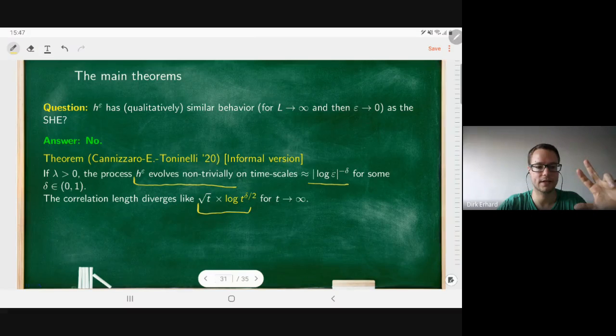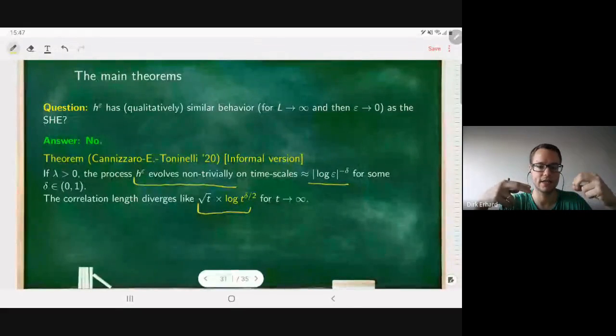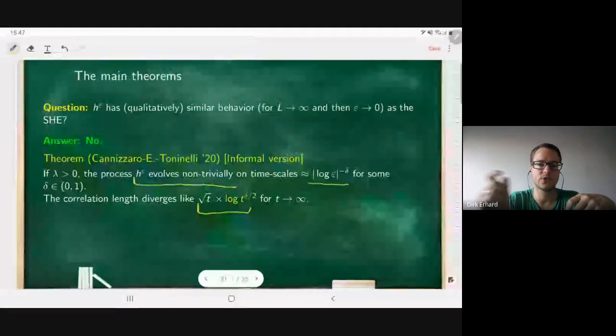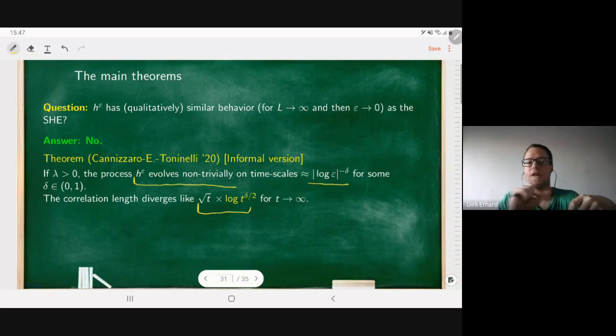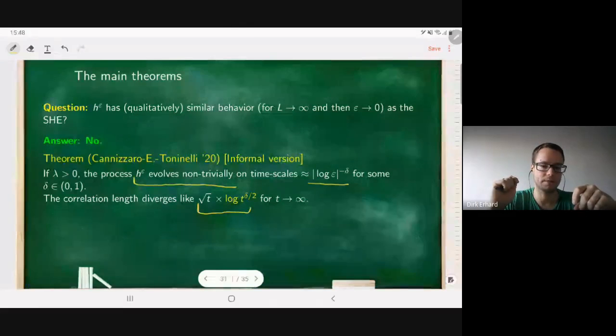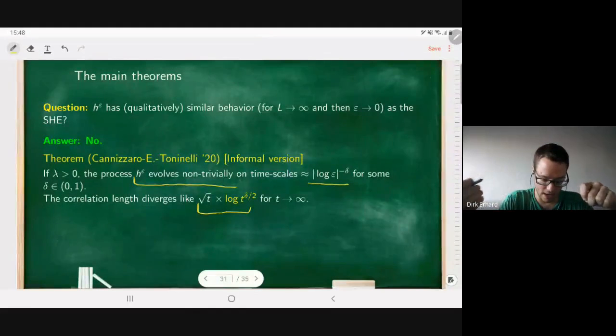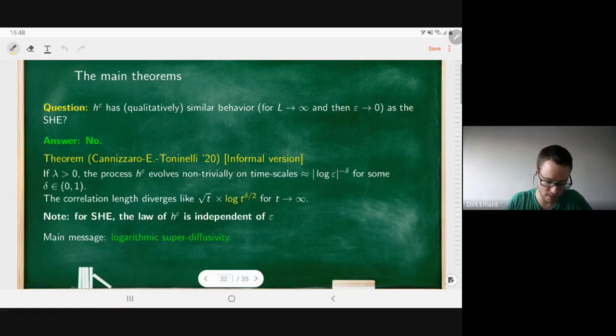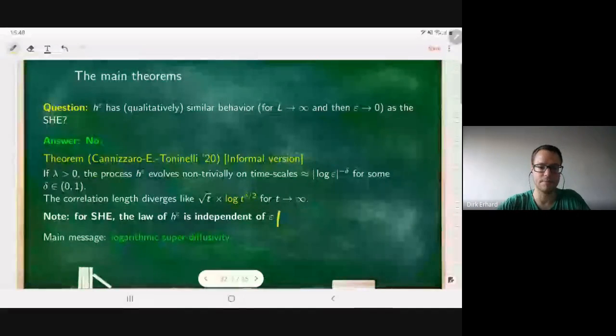So why does it lead to the answer no? Well, what happens to the linear equation? The linear equation is scale invariant, that's how we chose the scaling. So if epsilon is positive or 0, it doesn't really matter, it's always the same object. The way the linear equation evolves does not depend on epsilon, so the timescales do not depend on epsilon. And moreover, the correlation length in the linear equation is of order square root of t, or square root of t times some log factor. So it's diffusive. That's the important remark.